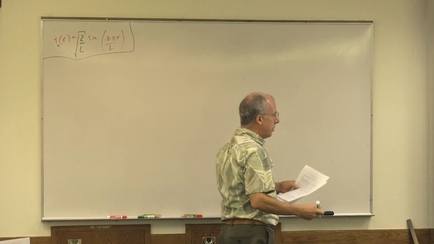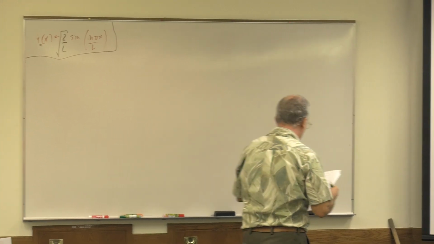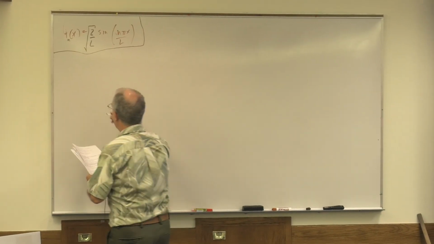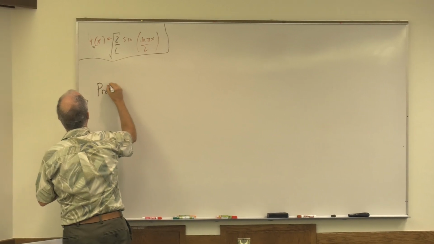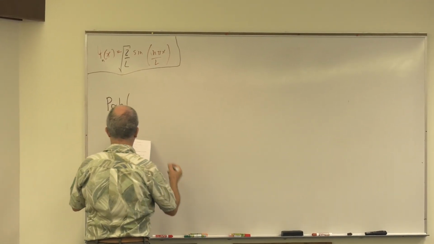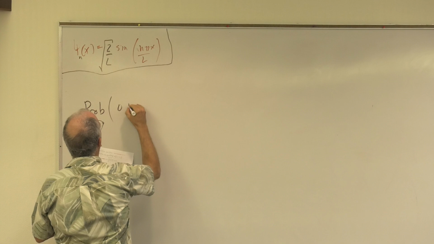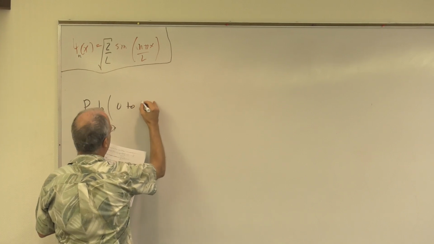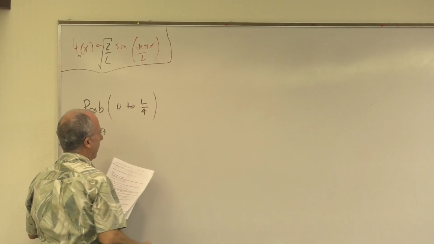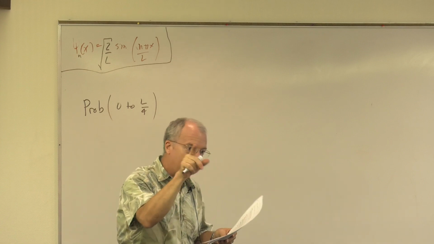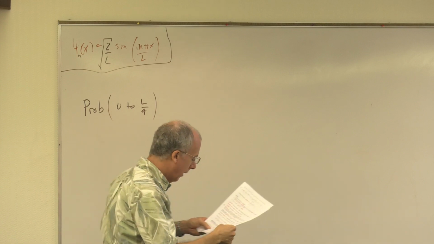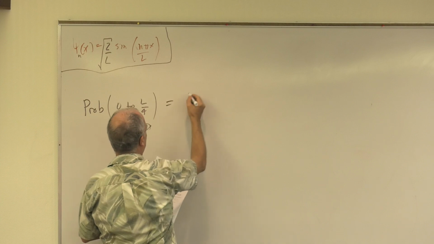All right, so what's the probability of finding it in the first quarter? So now we want the probability that the particle is in 0 to L over 4. I could have said 0 is less than or equal to x, less than or equal to L over 4, or whatever. So that equals, okay, what's the probability?